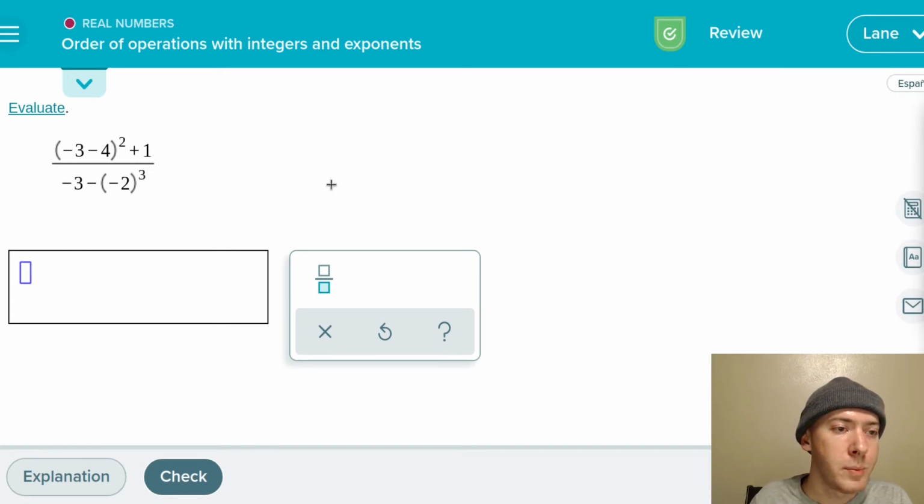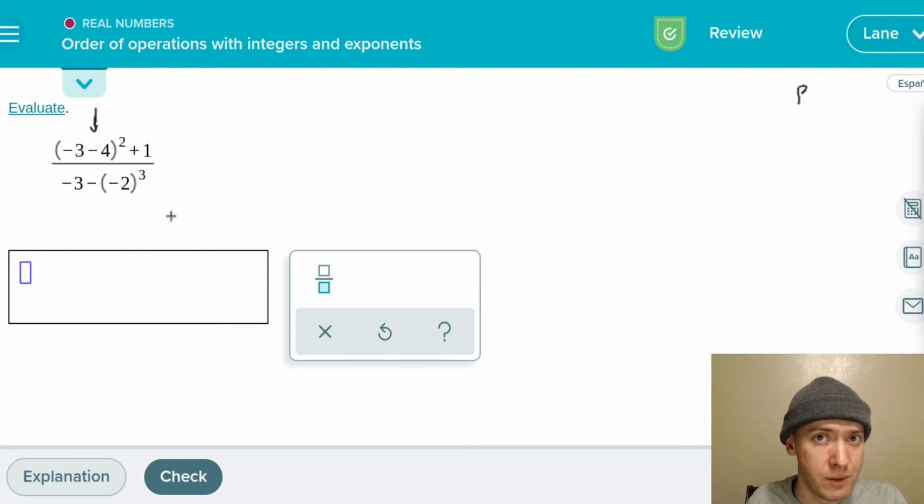Okay, in this problem, we're going to start again with the parentheses. There's a parenthesis in the denominator, but there's not really anything to do inside of it. The one that we need to take care of is this one up here. We need to subtract -3 minus 4. What is -3 minus 4? It's -7, right? This is the same as -3 plus -4. So my first step is going to be to write this expression, but to replace the contents of that pair of parentheses with a -7.